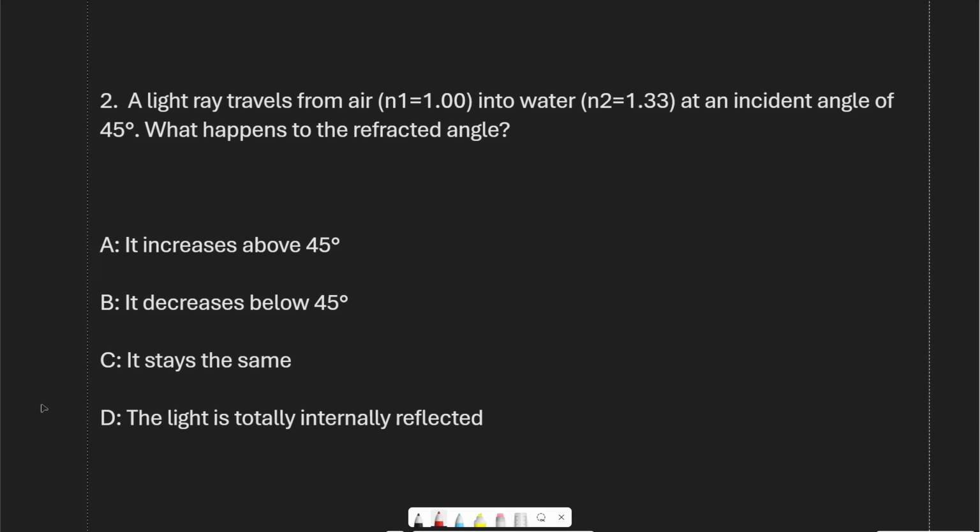All right, so let's go ahead and pause the question and try and solve it. Okay, so it says that a light ray travels from air into water at an incident angle of 45 degrees. What happens to the refracted angle?